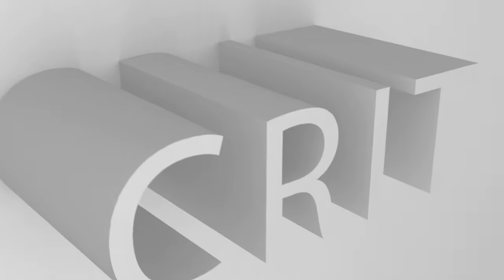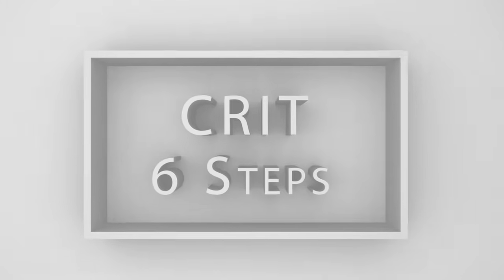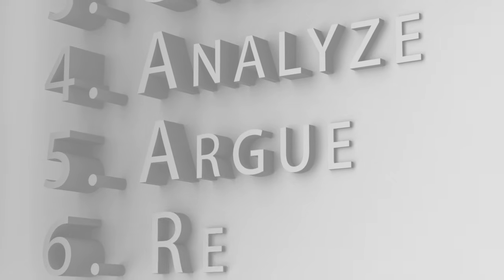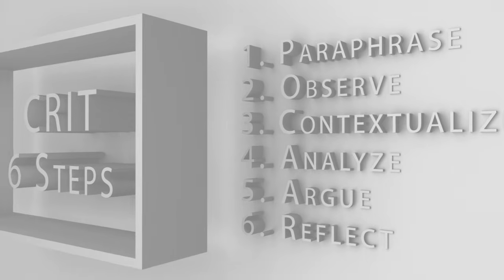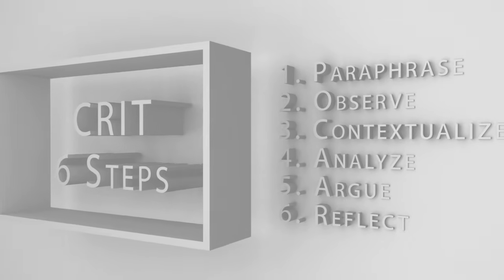The close reading interpretive tool, CRIT for short, provides a systematic approach to literary analysis. The CRIT process has 6 steps that allow you to practice the detailed, sustained, and careful analysis of a text, to practice, that is, close reading. Those steps are paraphrase, observe, contextualize, analyze, argue, and reflect. And they can help you to close read any small selection of a literary text. Let's see an example of the CRIT process at work.